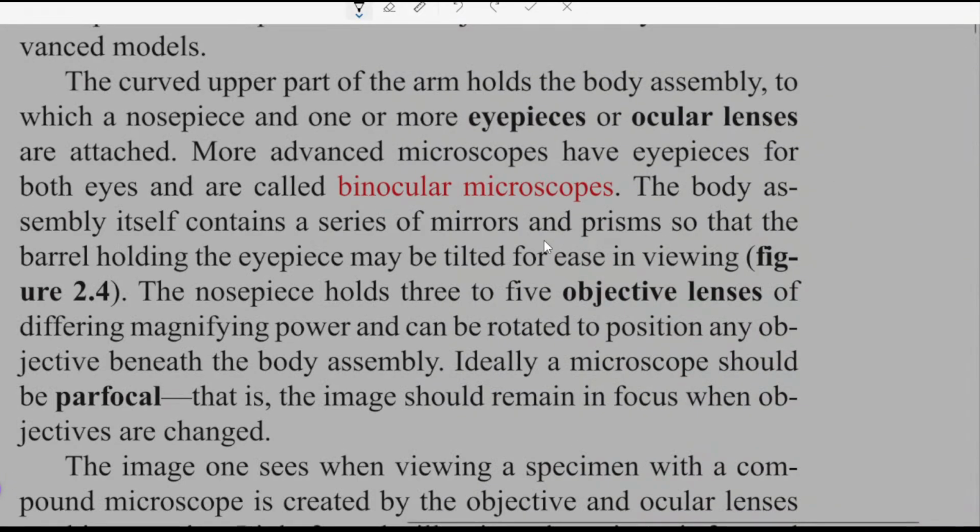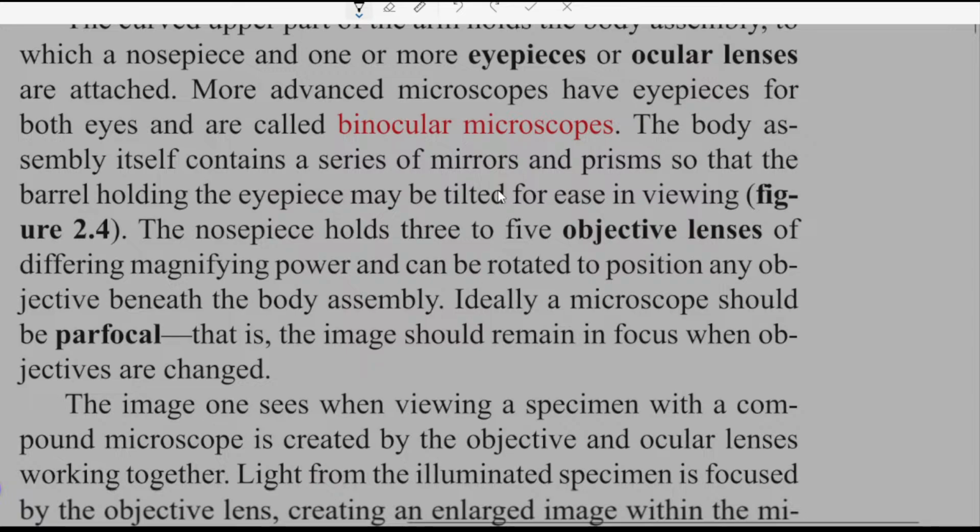The body assembly itself contains a series of mirror prisms so that the barrel holding the eyepiece may be lifted for ease in viewing. Now they are saying multiple mirrors. Mirror is just for the adjustment of the light, right? Like, if you don't have mirrors, how are you going to see further? Mirrors just reflect the image as it is. It doesn't change anything. So the image that you have gained from the lower lenses doesn't change. It comes the same way, but you can make the lenses near to your eyes a little bit further from your eyes, so it doesn't change.